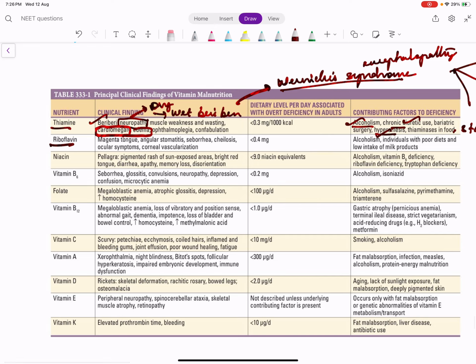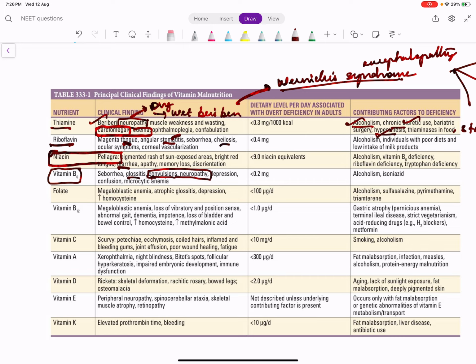Riboflavin is easy to remember, usually causes stomatitis, magenta tongue, cheilitis. Niacin, remember the word pellagra, the 3 Ds: diarrhea, dementia, dermatitis and death. B6 causes glossitis and it causes convulsions and neuropathy.